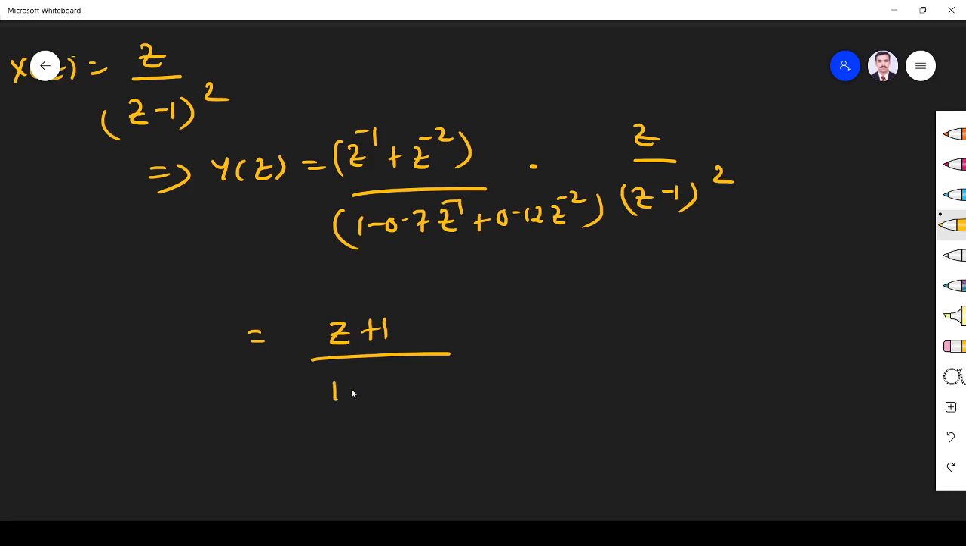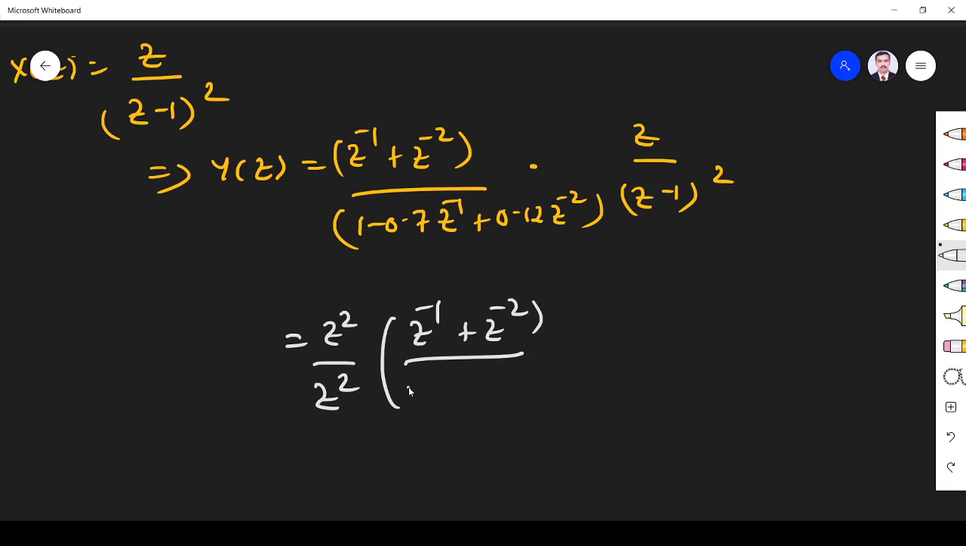What I do here is first one manipulation, then we can go for that. I multiply and divide the whole equation by z squared, giving z power minus 1 plus z power minus 2 divided by 1 minus 0.7 z power minus 1 plus 0.12 z power minus 2. Why? I want everything to be in positive powers. Why do I take z power minus 2, why not z power 3 or z power 1? Because the maximum power is z power minus 2, that only should be removed.